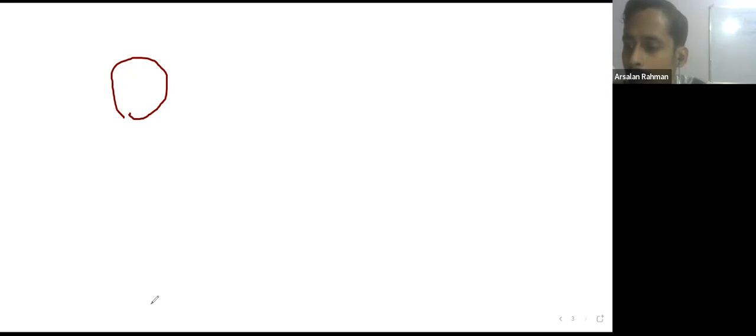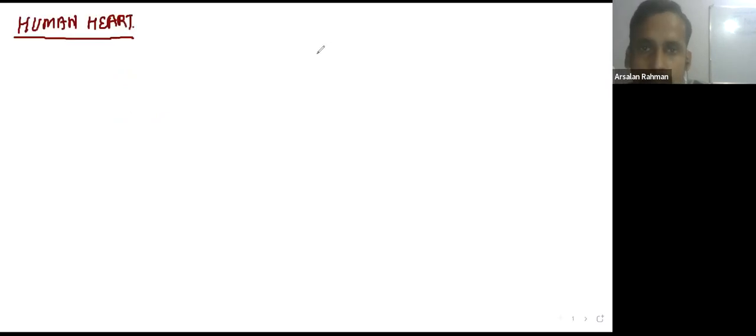How does the heart look? Okay, so let me draw a structure of the heart for you. This is not the real structure. I will show you the real structure. But to understand the concept of the heart, let me draw a structure for you.